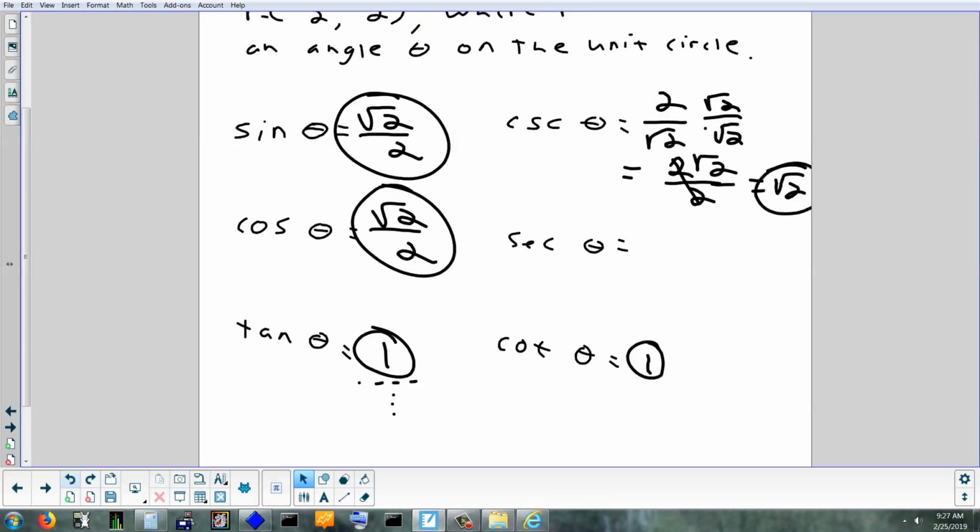So now that we know that, what's the secant? Square root of 2. Because we'd be flipping the same thing we just already flipped before. Okay, so again, 6 different answers. That would be 6 separate questions on the test. Any questions on that one?